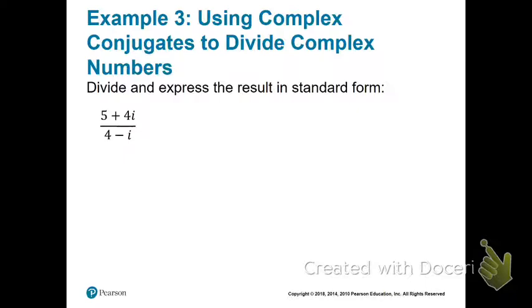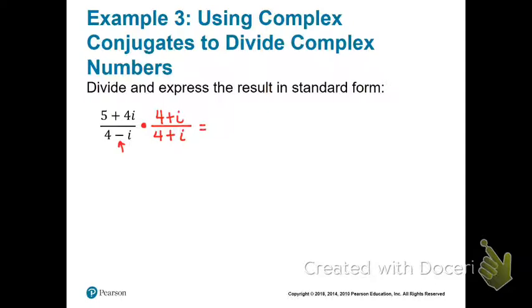And so this says divide and express the result in standard form. So we notice we have i on the bottom of a fraction, and we can't have that. So that means we're going to multiply it by its conjugate, which means the 4 and the i are going to stay the same. It's only the sign in the middle that's going to change. And what you do to the bottom of the fraction, you have to do to the top of the fraction. So guys, this should be the same thing on top and bottom.